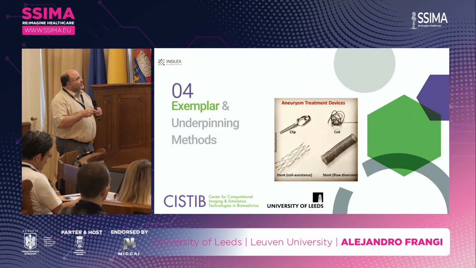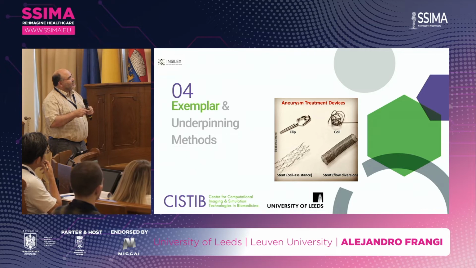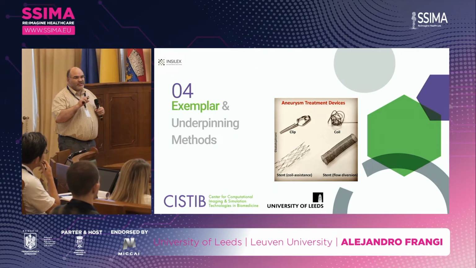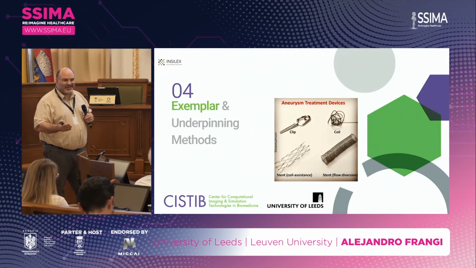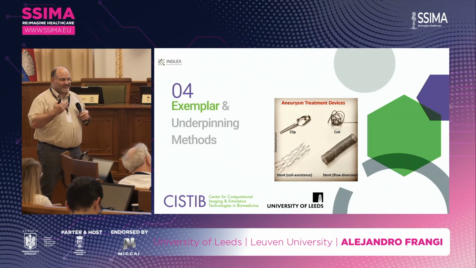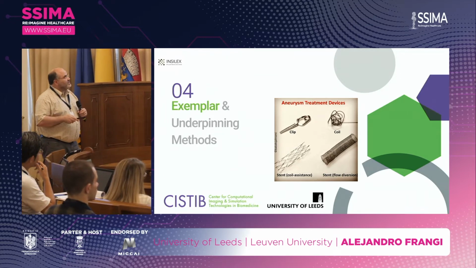These are the devices that I mentioned before: the clips, coils, stents, and flow diversion devices. And these are just 4 types. For each of these types, there are multiple ones from different manufacturers, and there are many more that are not represented here. So even just with one disease, it is very large.